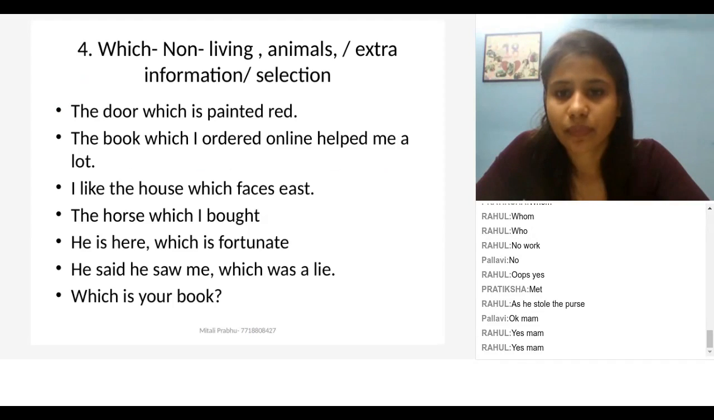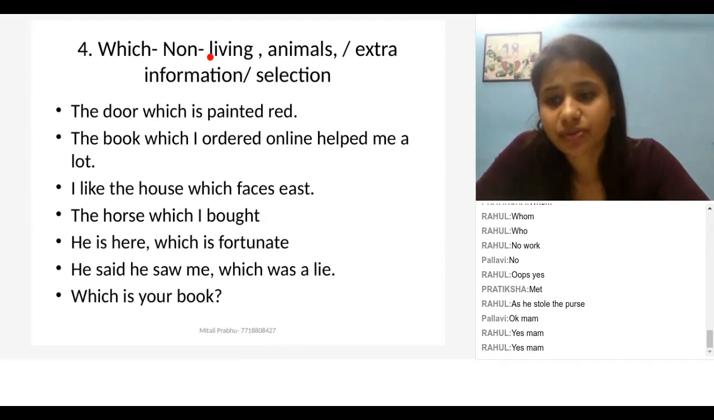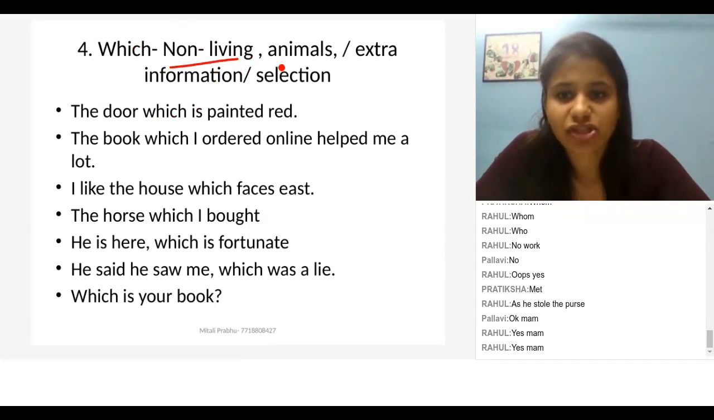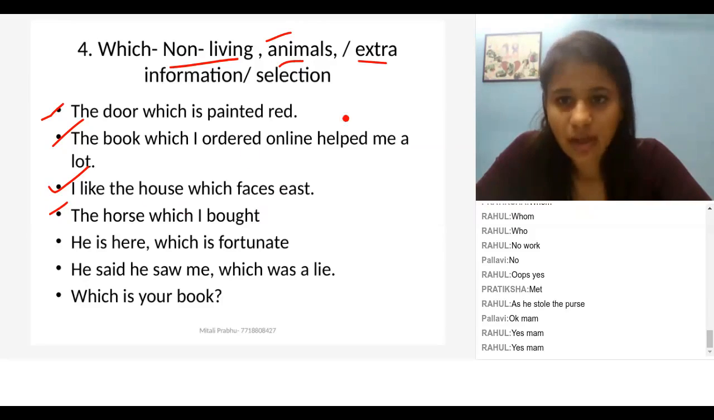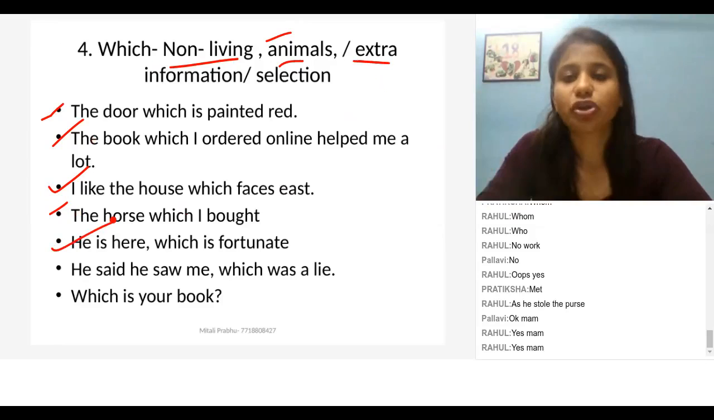Okay. Then when to use which? Now we use which in case of non-living things, in case of animals, or when we have extra information. For example, let's go one by one. Non-living things means the door which is painted red, the book which I ordered online. I like the house which faces east. In case of animals, the horse which I bought. Or if you want to give some extra information, he is your friend, which is fortunate.